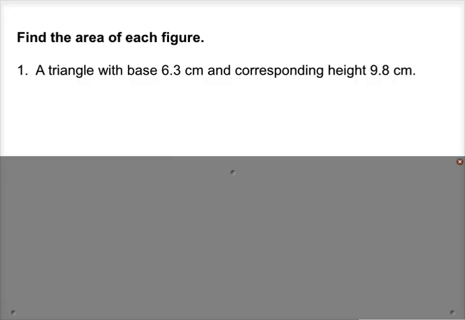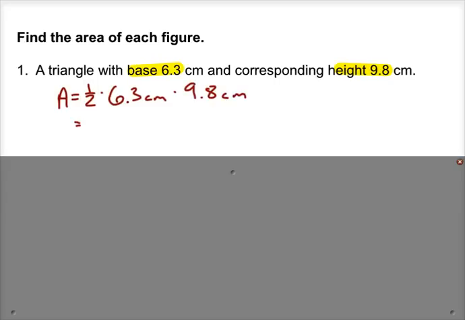Find the area of each figure. Number 1, a triangle with base 6.3 centimeters and corresponding height 9.8 centimeters. So they're telling me the two important pieces of information, the base and the height, so I can go right to the formula. Area equals 1/2 times the base, which is 6.3 centimeters, times the height, which is 9.8 centimeters.